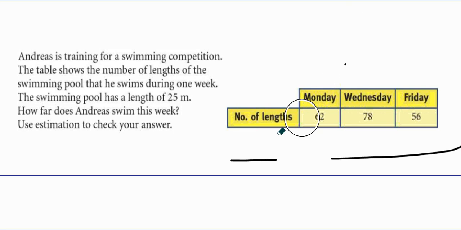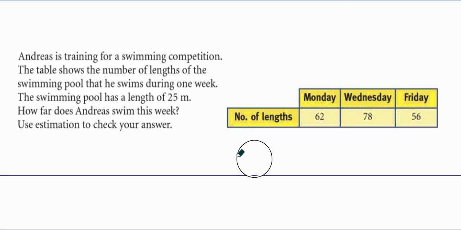We have the question here. The question says: Andrew is training for a swimming competition. The table shows the number of lengths of the swimming pool that he swims during 1 week. The swimming pool has a length of 25 meters.